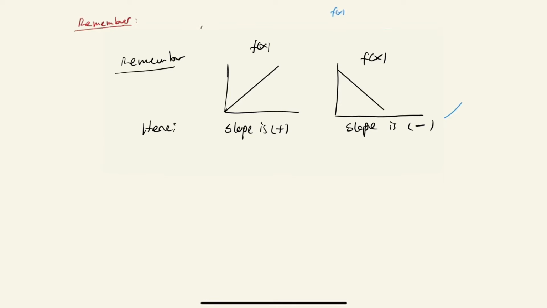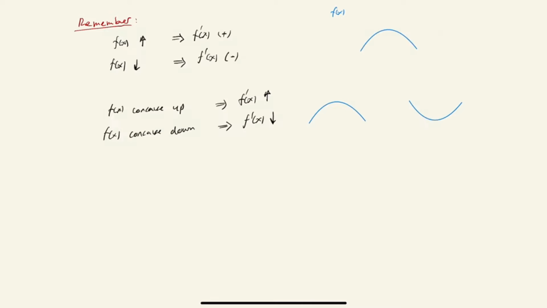Here we have two functions of f of x, both of them are linear. The one on the left, f of x, is increasing and the slope is positive, and the one on the right, f of x, is decreasing and the slope is negative. This is very important for the following steps. Here I want to determine the relationship between the function f of x and its derivative f prime of x.